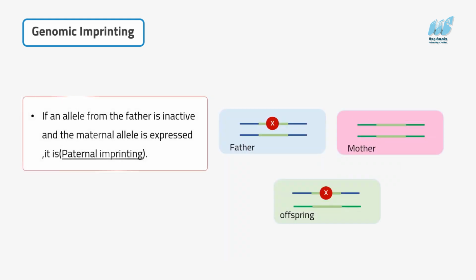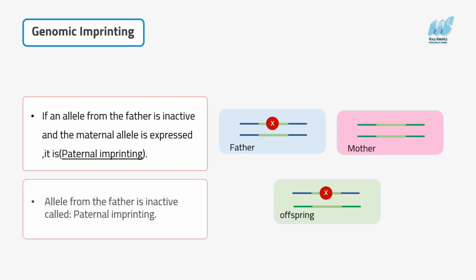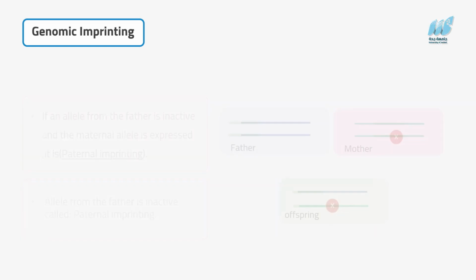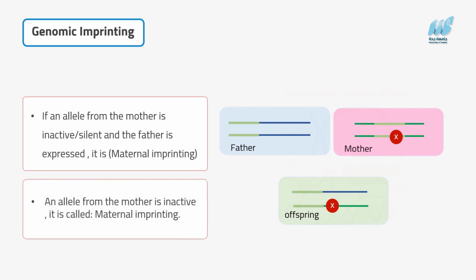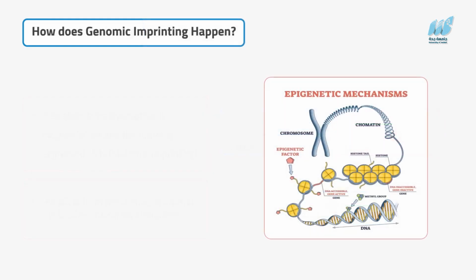If an allele from the father is inactive, and the maternal allele is expressed, then it is called paternal imprinting because the father allele is silent. On the other hand, if an allele from the mother is inactive, which means silent, and the father's is expressed, it is called maternal imprinting. The question is, how does genomic imprinting happen?